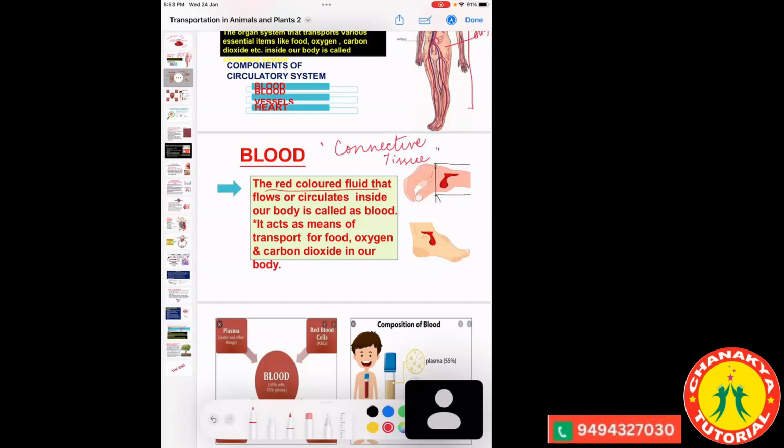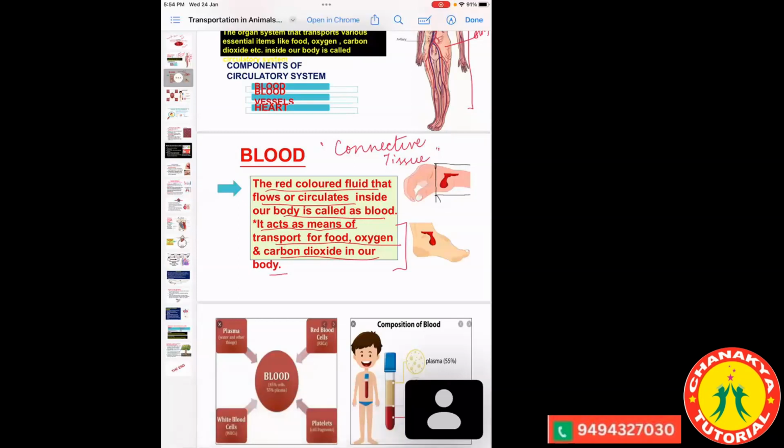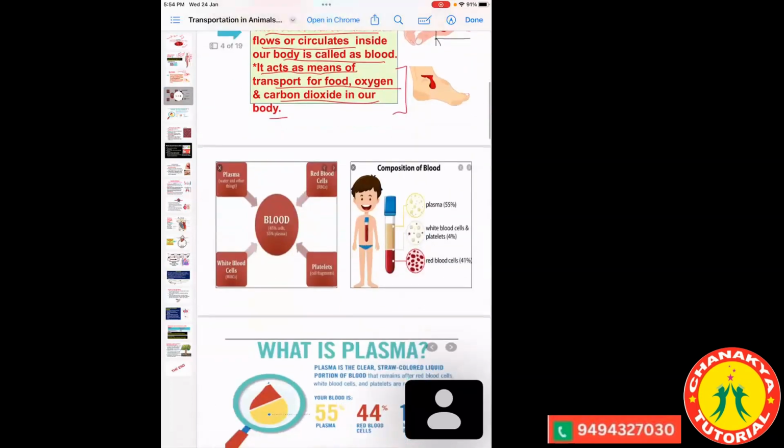The red colored fluid that flows or circulates inside our body is called blood. It acts as a means of transport for food, oxygen, and carbon dioxide in our body. So the blood helps in transportation of food, oxygen, and carbon dioxide. Whatever oxygen we take in or carbon dioxide we release outside, that movement or transportation is happening because of the blood only.